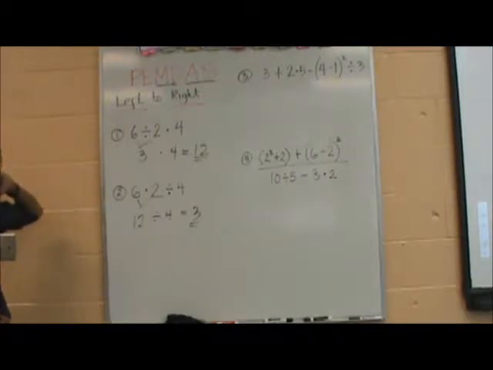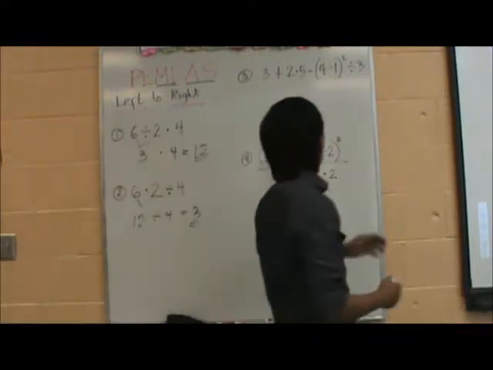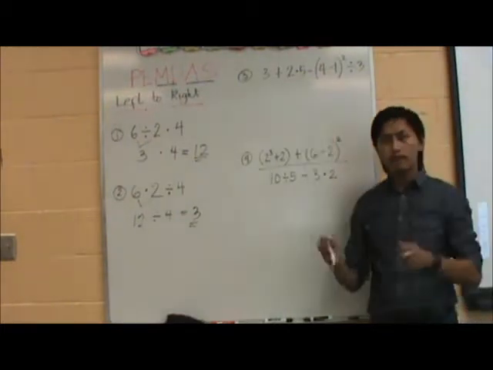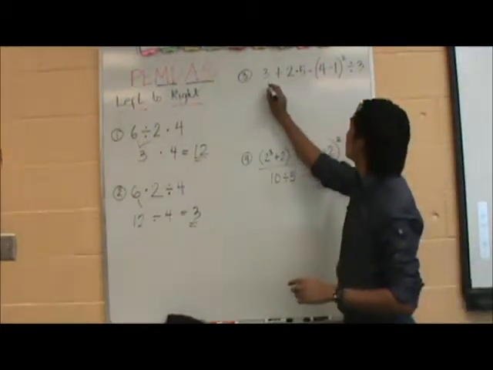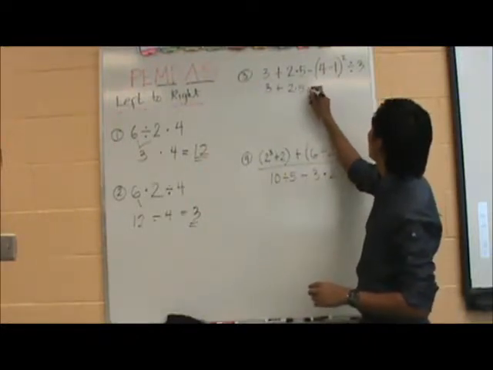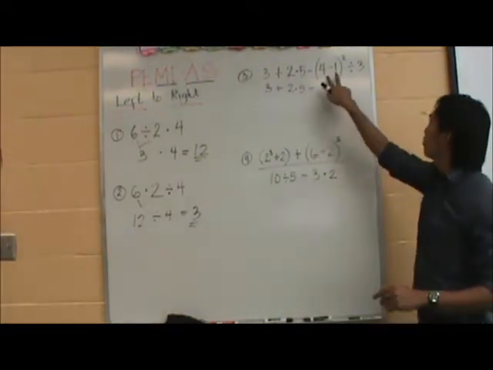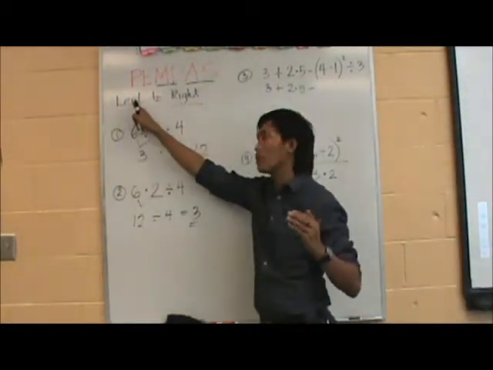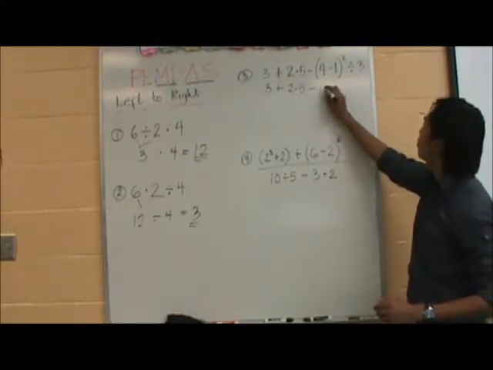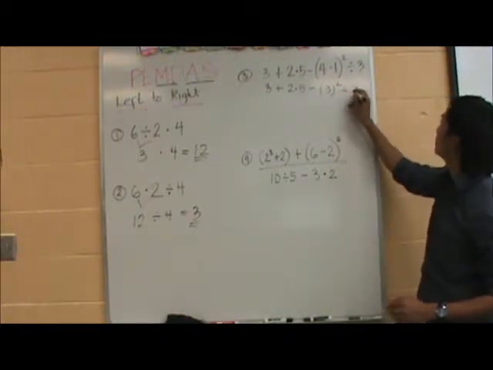So for number 3, we have to start from the parentheses first. In problem number 3, 4 and 1 are inside of parentheses. So we're just going to copy 3 plus 2 times 5 minus, and we'll go ahead and simplify 4 minus 1. Once again, we start with the numbers inside the parentheses. So 4 minus 1 is 3, to the second power, divided by 3.